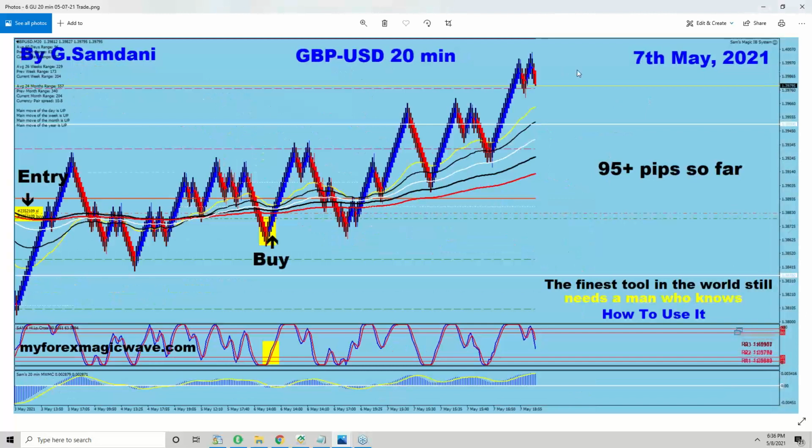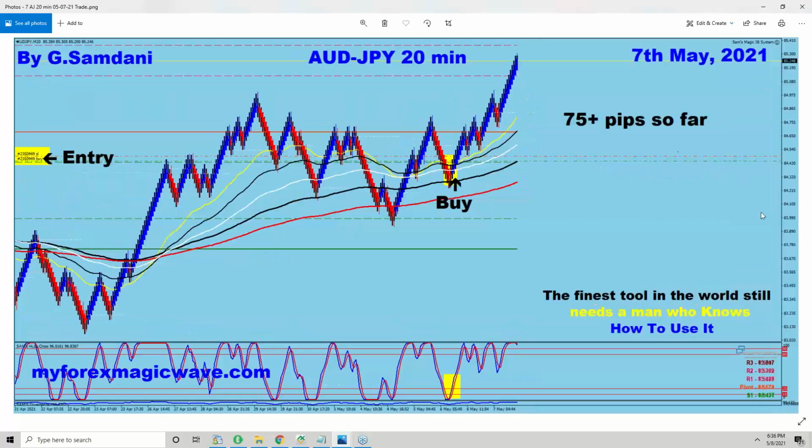This is GBP/USD on the 7th. It went up, beautiful, 95 pip. And on the 7th, AUD/JPY on the 20-minute chart, 75 pip, a long entry, right? So these are a few trades, and some of them are pretty big. So that made my week.